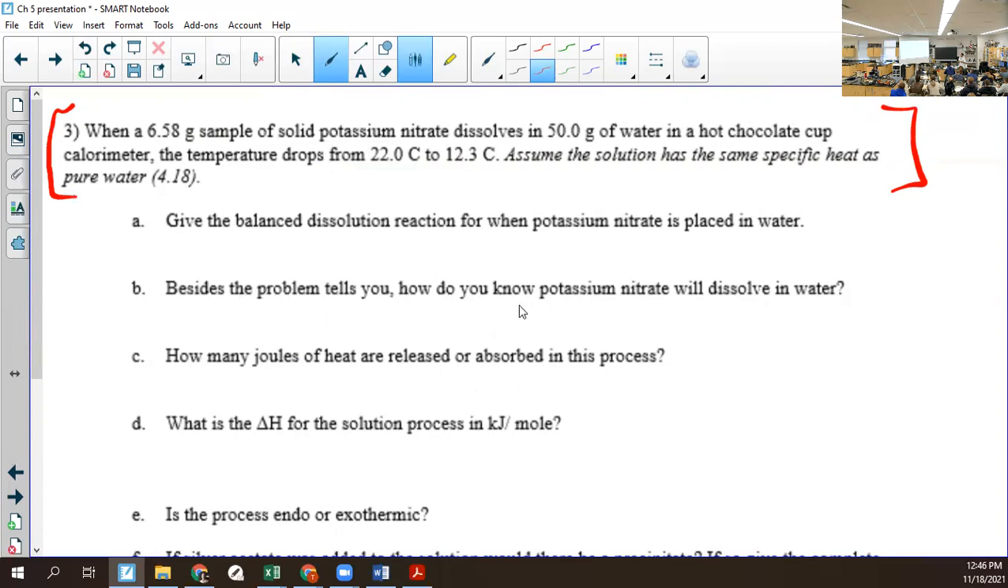Like, besides the problem, how do you know potassium nitrate will dissolve? Does that sound familiar to you? Yes. Good, because we did this problem yesterday. Now, she always teaches right after, and I've been busy, so I haven't posted videos very well, but all 3, the last 2 days and today, will be online. You have these practice sheets. You've seen every question. The numbers will change.